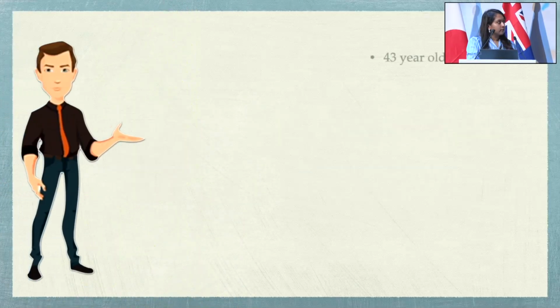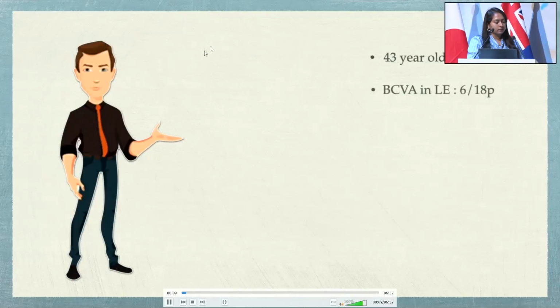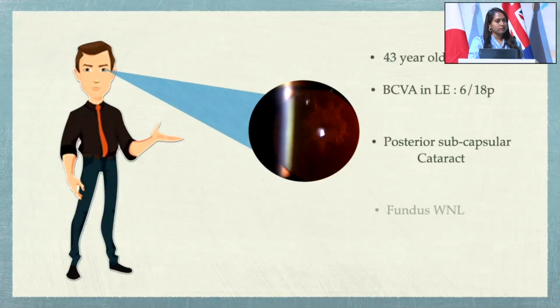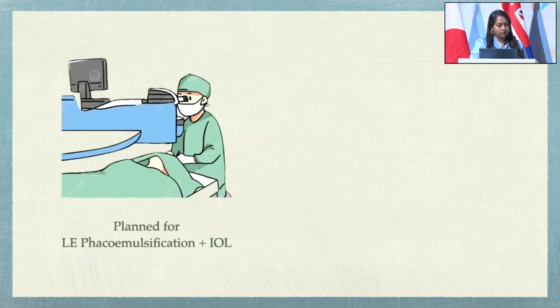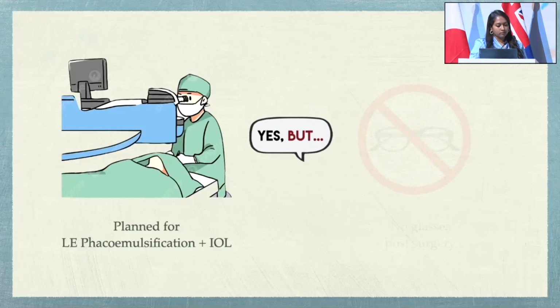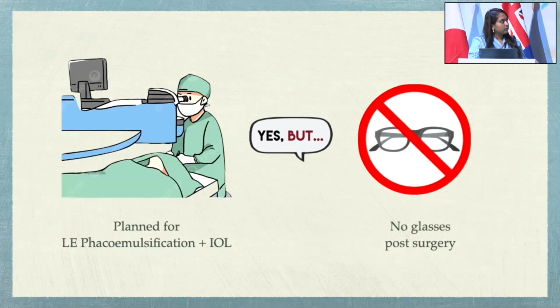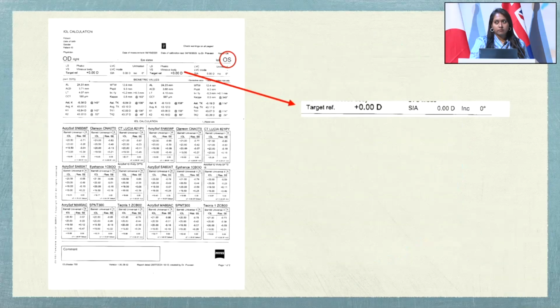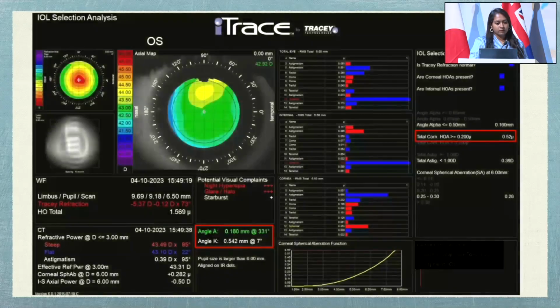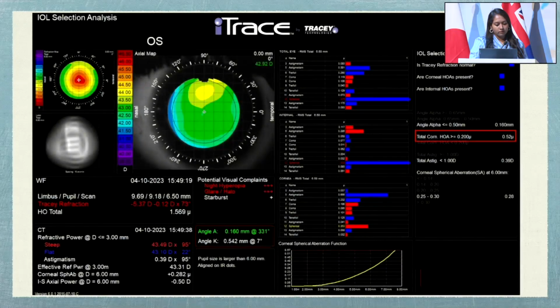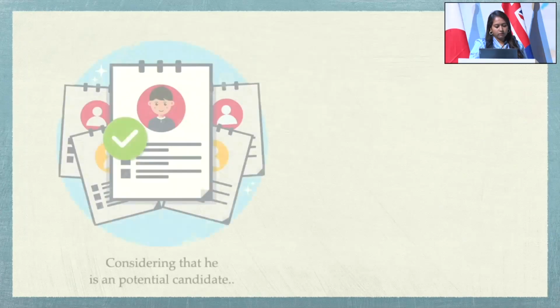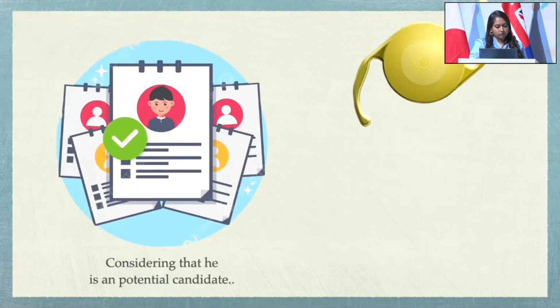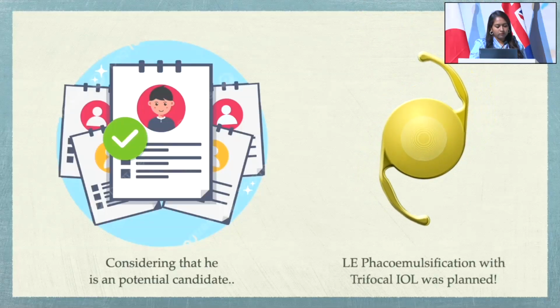A 43-year-old businessman presented to us with diminution of vision in the left eye. He was diagnosed with posterior subcapsular cataract requiring phacoemulsification with intraocular lens implantation. However, the patient demanded that he wants spectacle freedom post the surgery. Thus, all the necessary pre-operative investigations were performed, namely the IOL Master 700 and the eye trace refraction, which showed that the angle kappa, angle alpha and the total corneal aberrations were all within the normal range. Considering that he is a potential candidate, phacoemulsification with trifocal IOL implantation was planned.